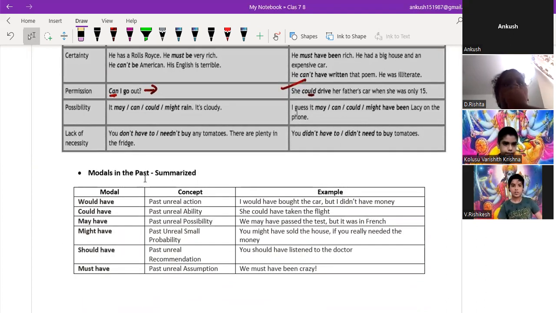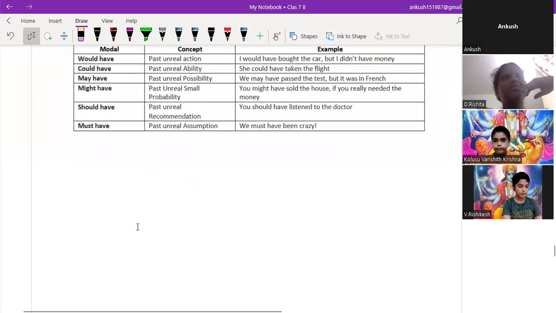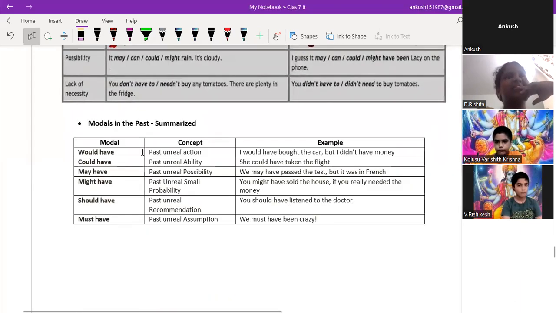Last one. Lack of necessity. You don't have to or need to buy any tomatoes. There are plenty in the fridge. You didn't have to or need to buy tomatoes. So what did you get from lack of necessity? Sir, it means we don't need those things. Good, very nice.